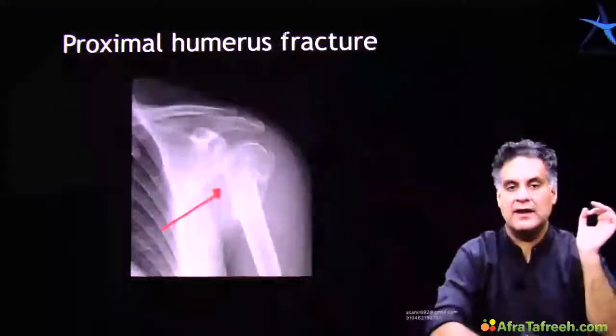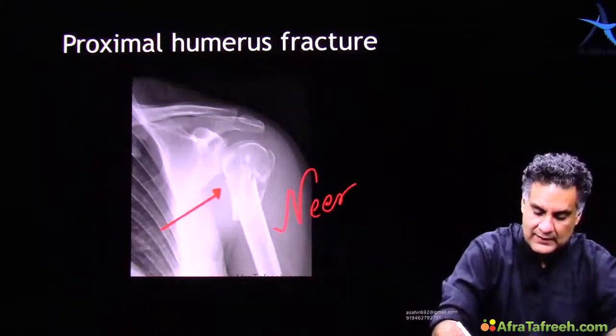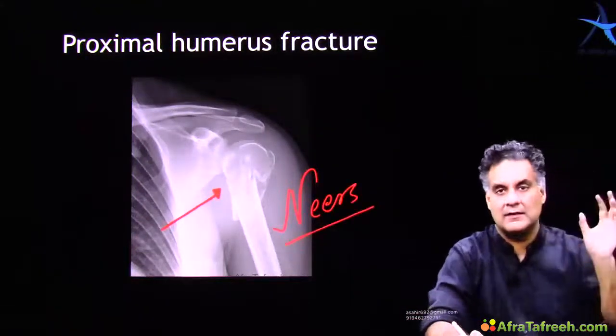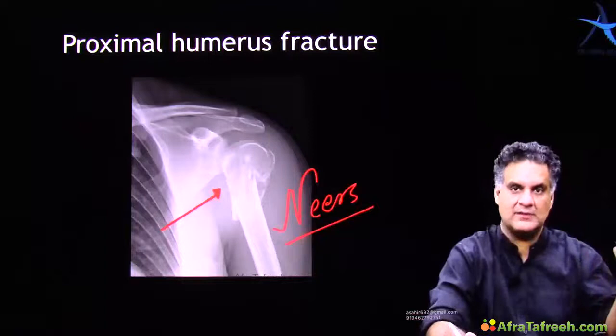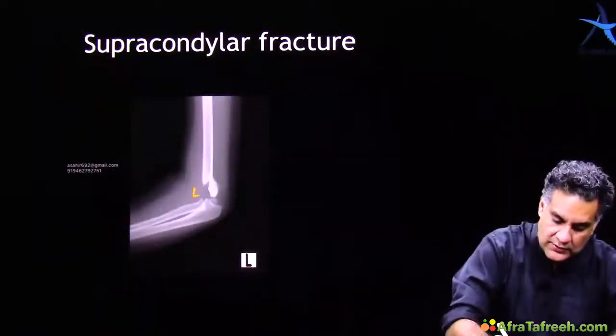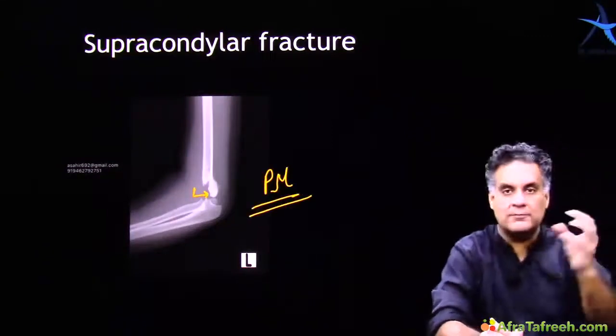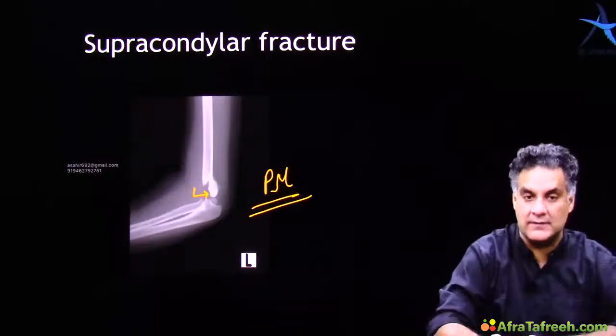And then you have the proximal humerus fractures, which are classified by Neer's classification into 4 parts: the head of humerus, the greater tuberosity, the lesser tuberosity, and the shaft. Then the supracondylar fracture of the humerus, which usually goes posteriorly and medially, called posteromedial displacement.